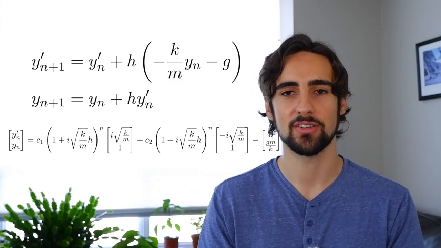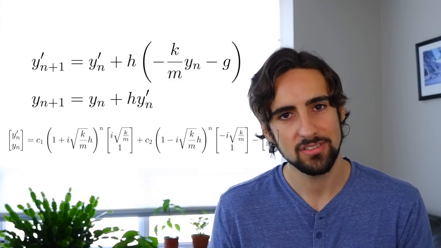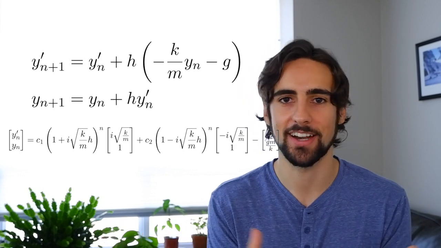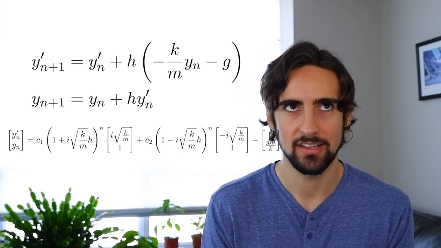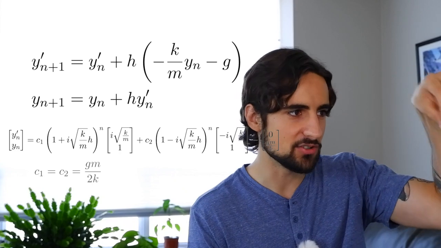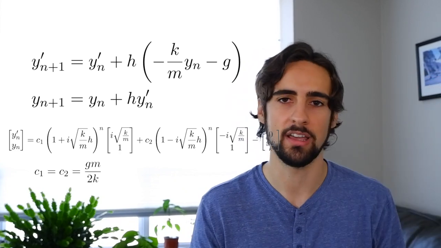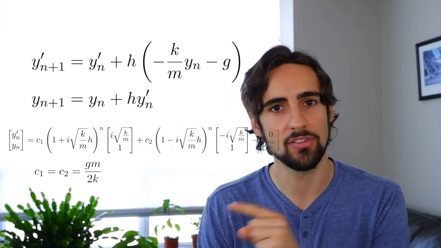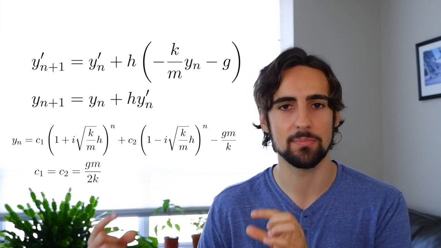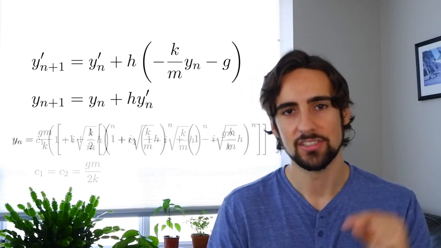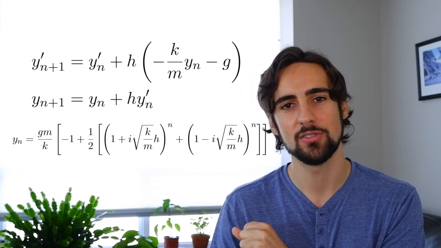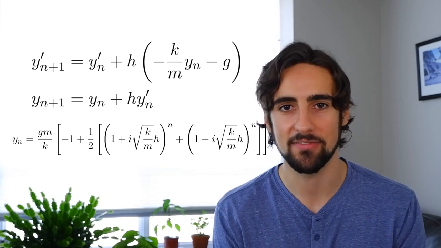So here's our numerical solution. As before, C1 and C2 are constants that are determined from our initial condition. So using the same initial condition where I drop the mass from rest at y equals 0, and I'm also going to get rid of the velocity equation. I'm only going to keep the position equation that I care about. So this is the approximate solution that the explicit Euler method is giving us.